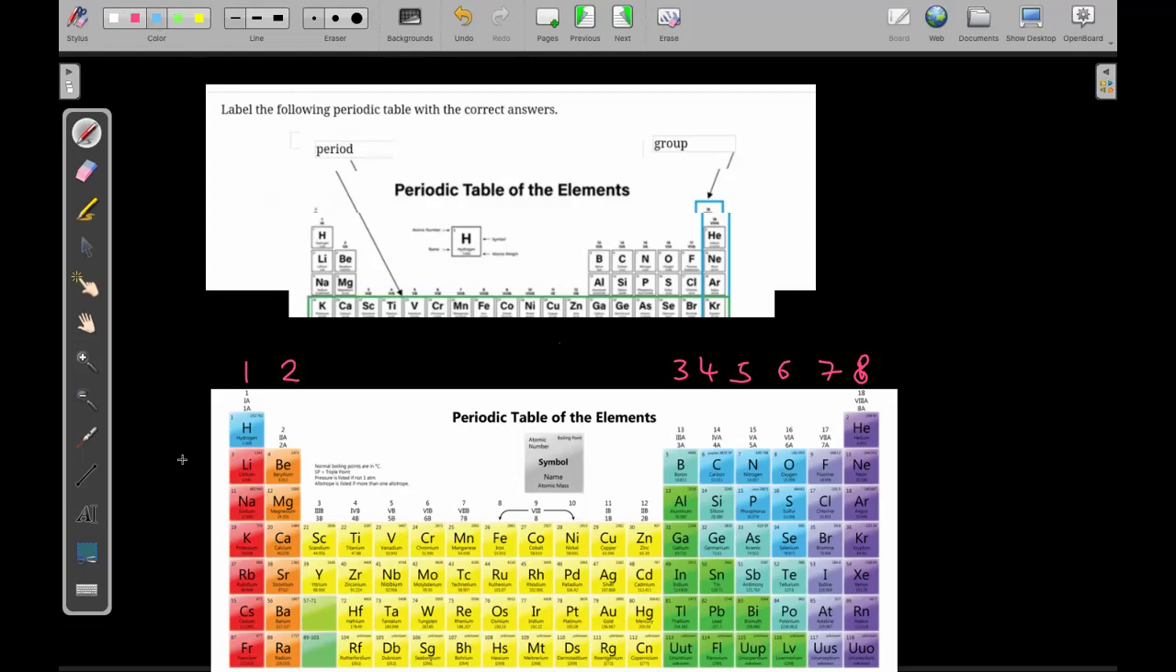And I have also periods. So the rows are periods. This is period 1, period 2, period 3, period 4. These are the rows, so the rows are periods, period 1, period 2, period 3, 4, 5. And the columns are groups. Group 1, 2, 3, 4, 5, 6, 7, like that.